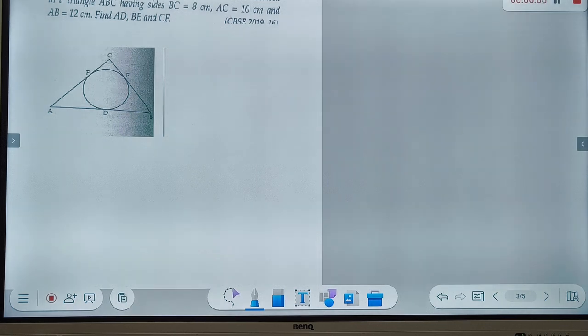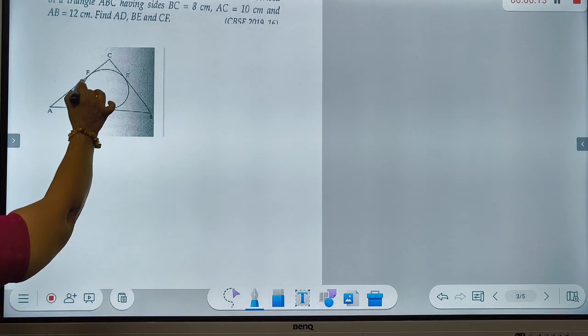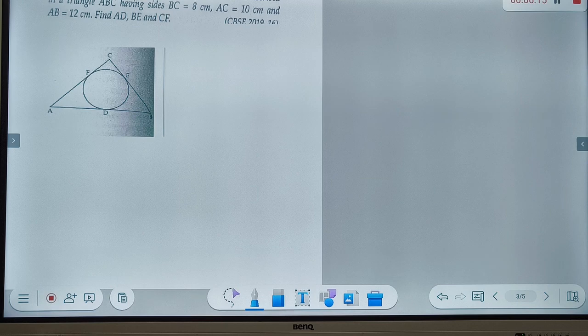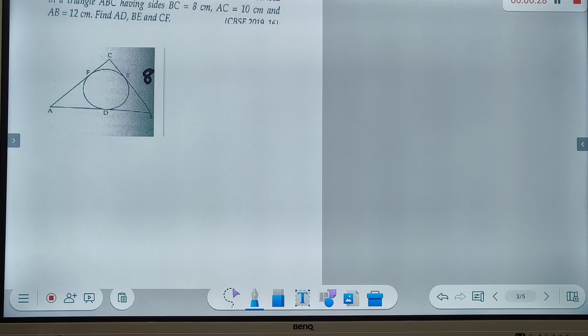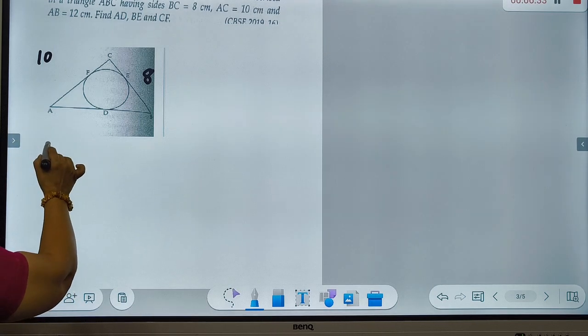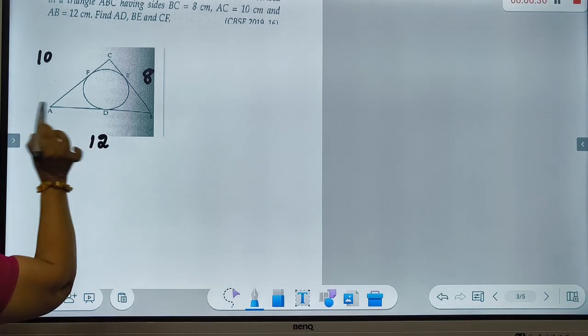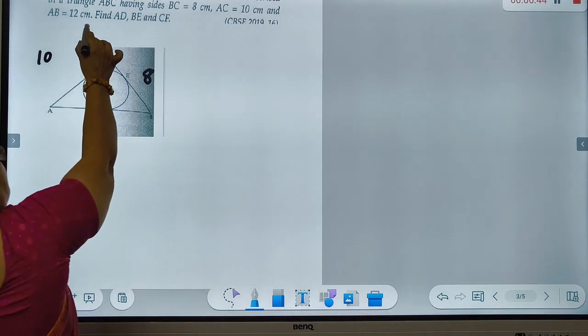Now, a circle is inscribed in a triangle ABC. So you have ABC and you have a circle which is inscribed in the triangle. That means it is touching the sides of the triangle at the points D, E, F. Now you are also given BC is 8, AC is 10, and AB is 12. You have to find AD, BE and CF.